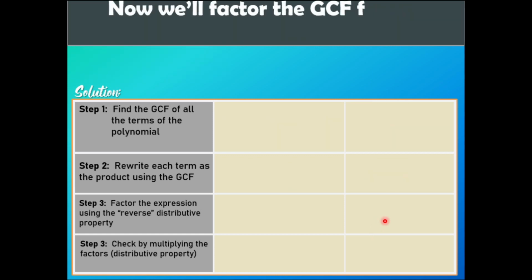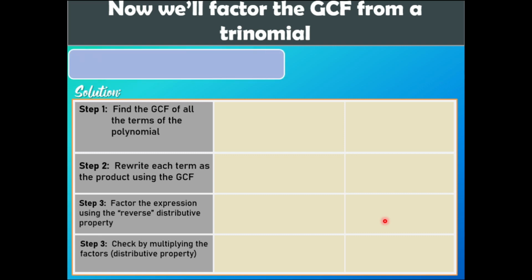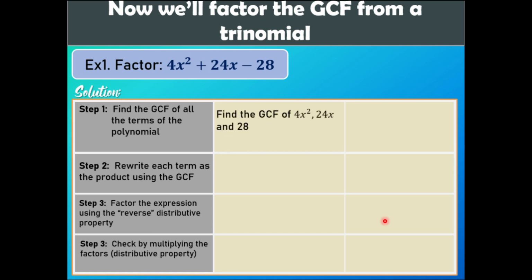Let's have another example. Now we'll factor the GCF from a trinomial. In the previous example, that was a binomial. Let's have a trinomial. Example 2. Factor 4x squared plus 24x minus 28. Step number 1. Find the GCF of all the terms of the polynomial.